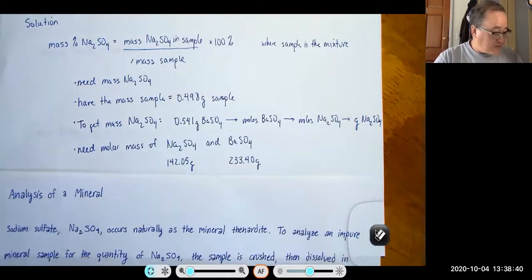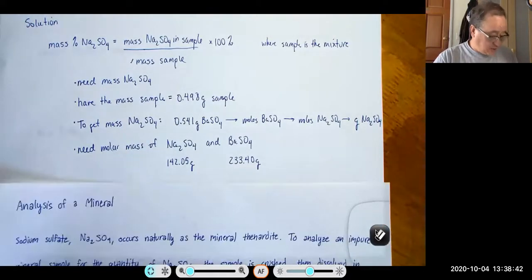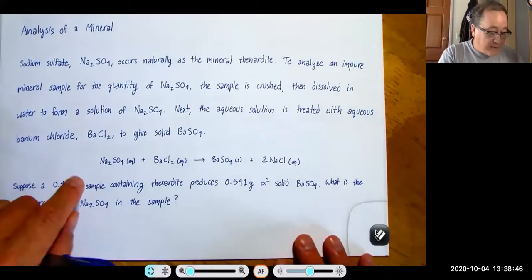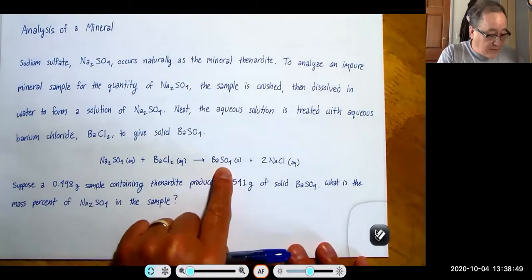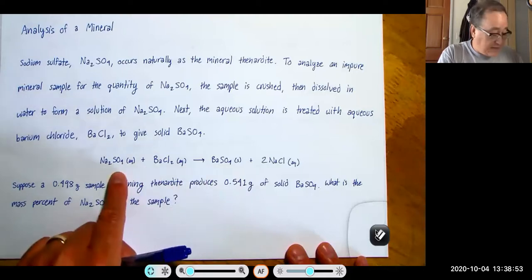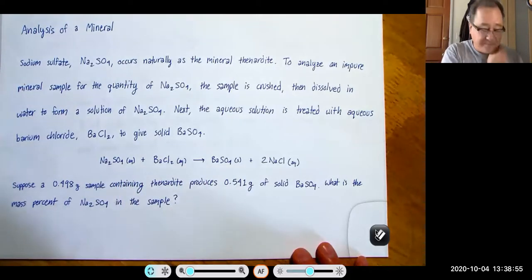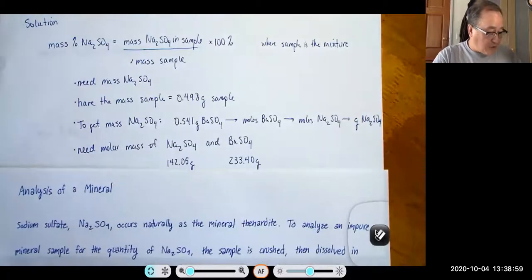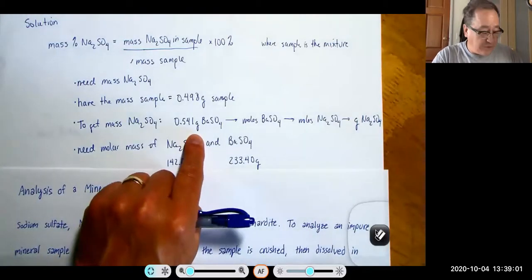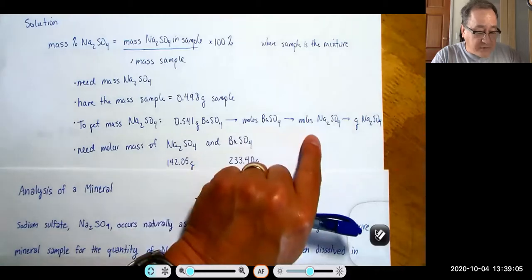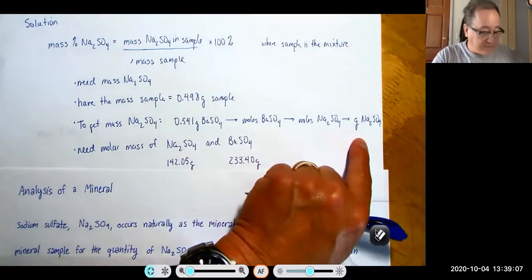Now, to get the mass of the sodium sulfate, we're just going to use some stoichiometry. We're going to start with the mass of barium sulfate formed, turn that into moles of barium sulfate, that into moles of sodium sulfate, and that into grams of sodium sulfate. So here's the mapped out strategy. Start with the grams of barium sulfate, turn that into moles of barium sulfate, turn that into moles of sodium sulfate, and turn that into grams of sodium sulfate.